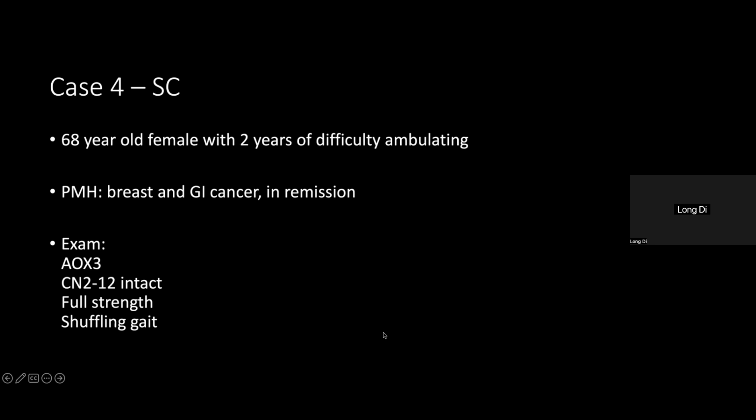Okay. So it's a 62-year-old woman who had 2 years of difficulty ambulating, has a history of breast cancer and GI cancer that's now in remission. And then, on exam, she has a shuffling gait, but otherwise is intact.